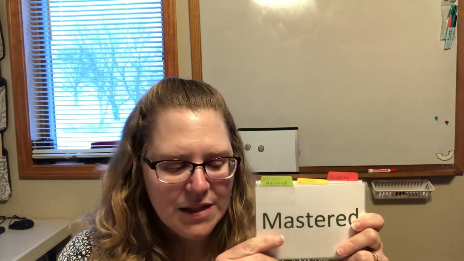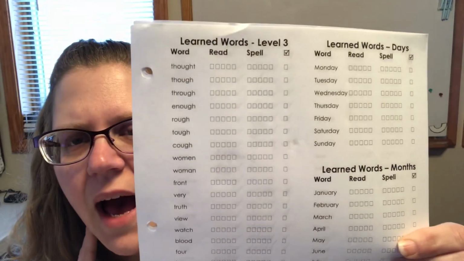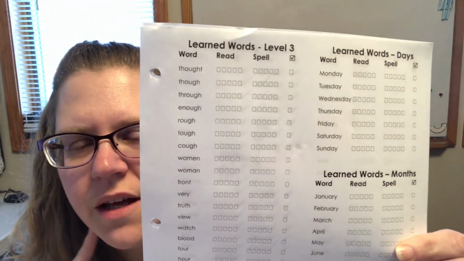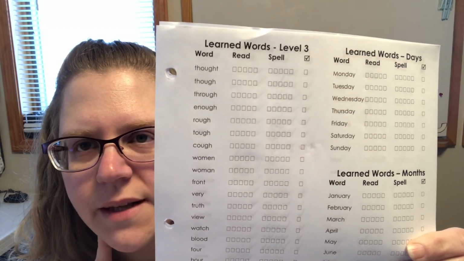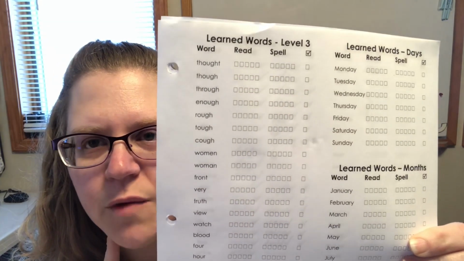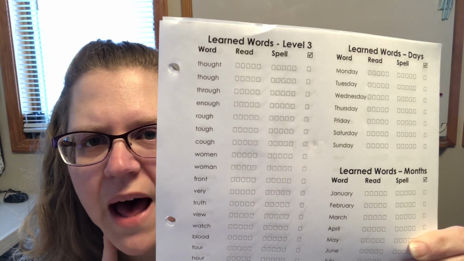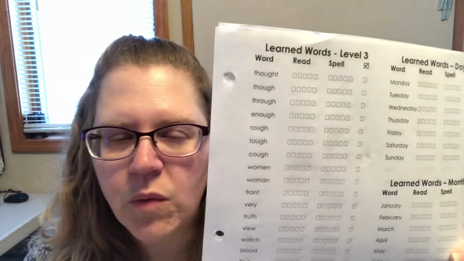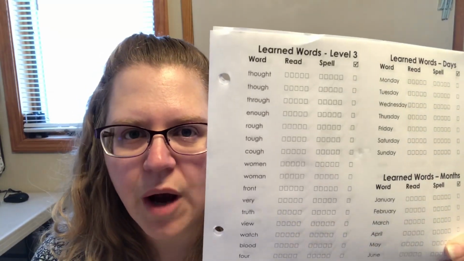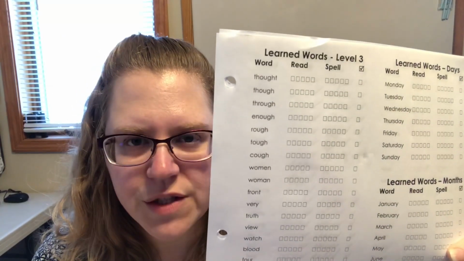So all the words get printed. They initially start at the back with reading, and then they move up as they progress through decoding, encoding, and then they've got it mastered. See here how I have on this sheet the level 3 learned words, and I have the words listed to the left, and then I have a column for read and a column for spell. And the reason why I do this is when we introduce a new word, we always want the student to be able to read it first.